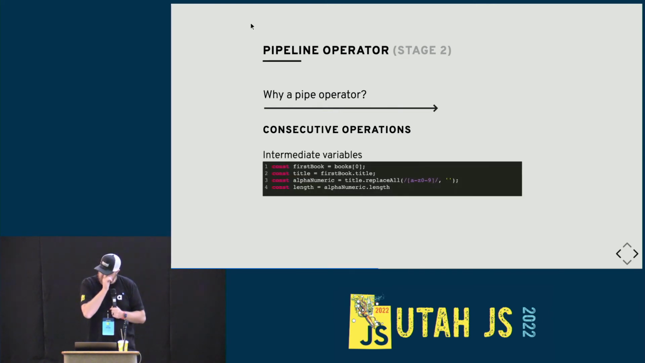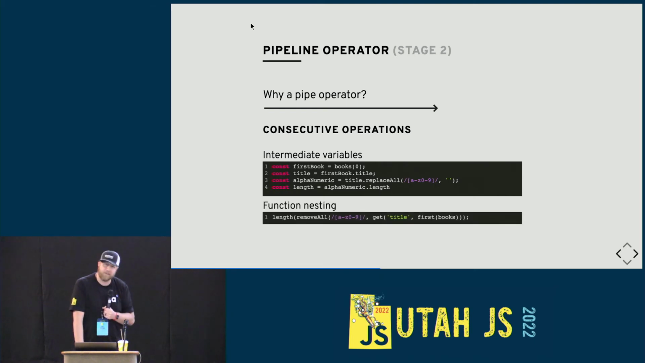And there's a few ways that we handle consecutive operations today. First, with intermediate variables, right? This is the most obvious and also the least desirable way to do it. We do a thing, we store it in a variable. We do another thing and store the results of that in a variable. We pass that variable to the next thing and that we, again, store into a variable. It works, but it's not great.